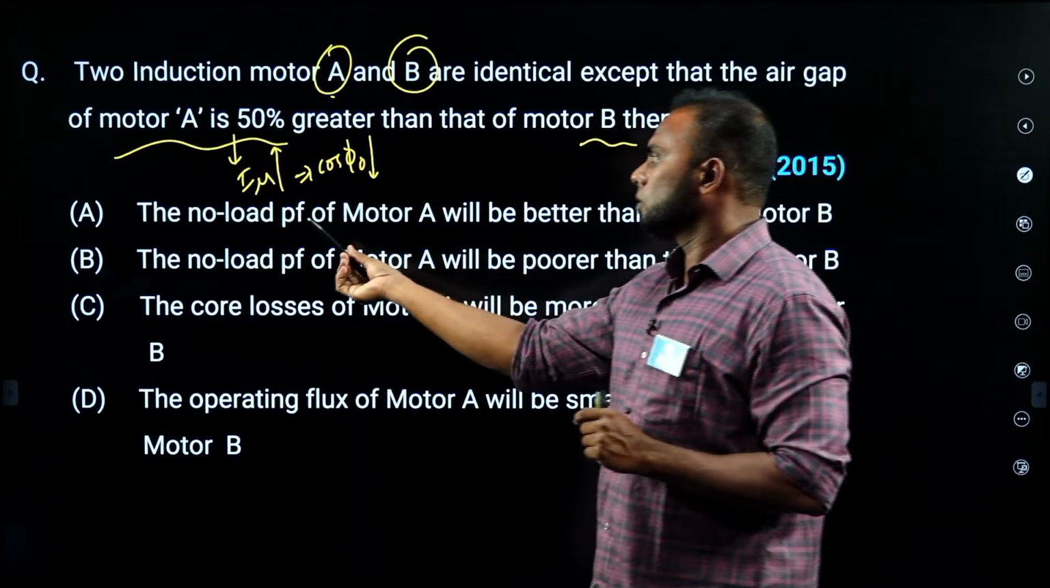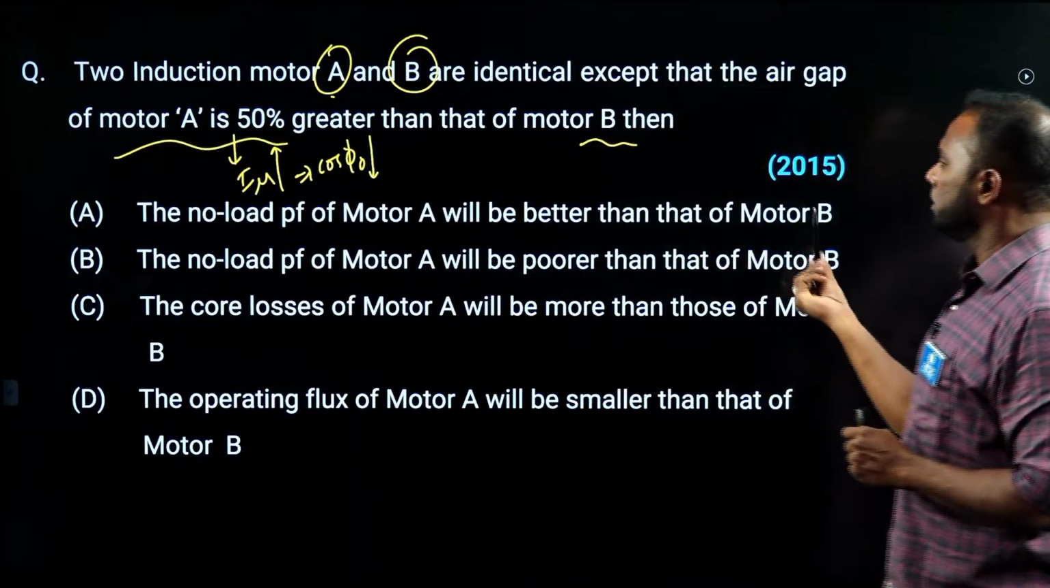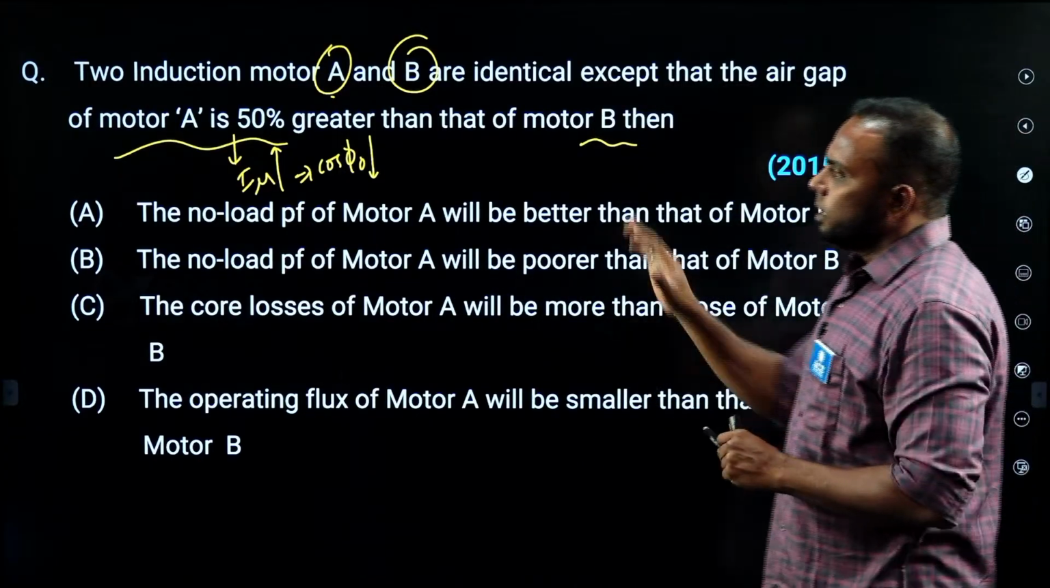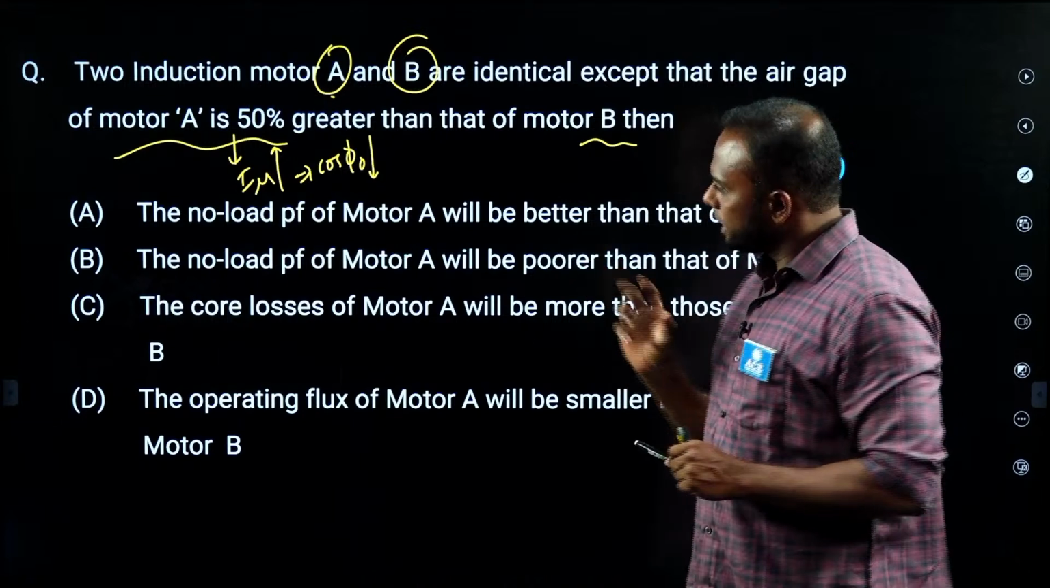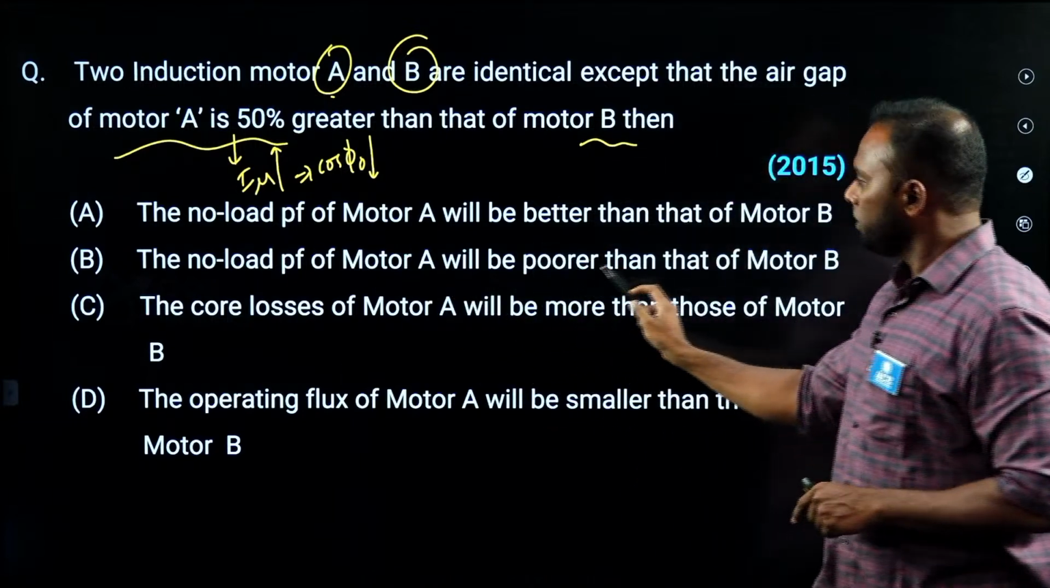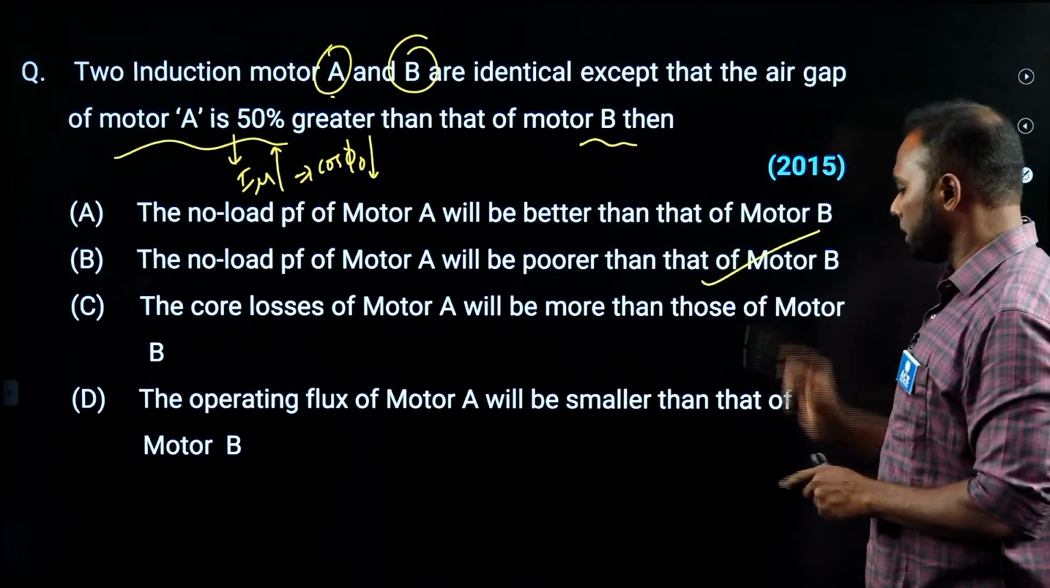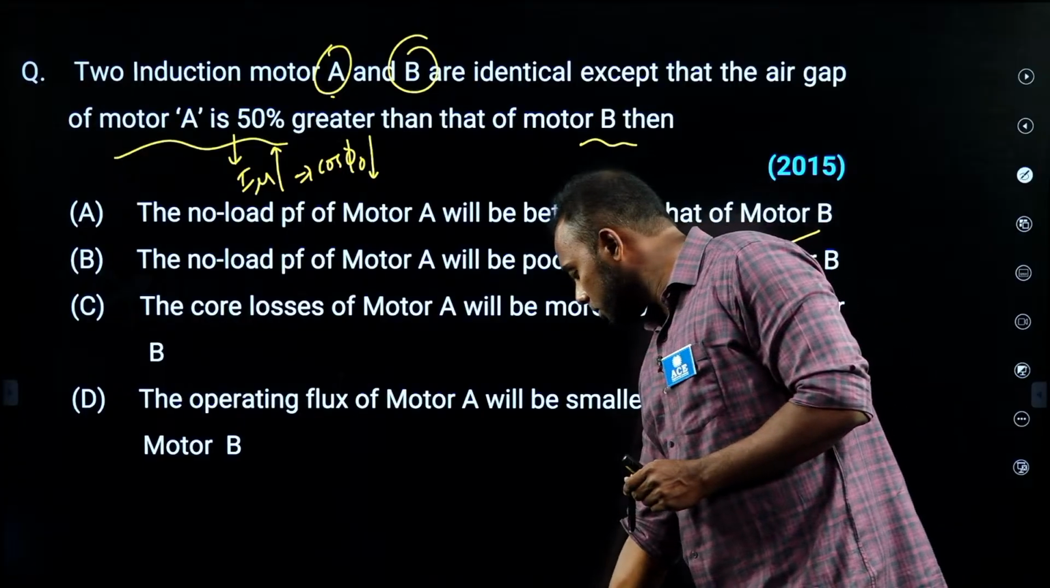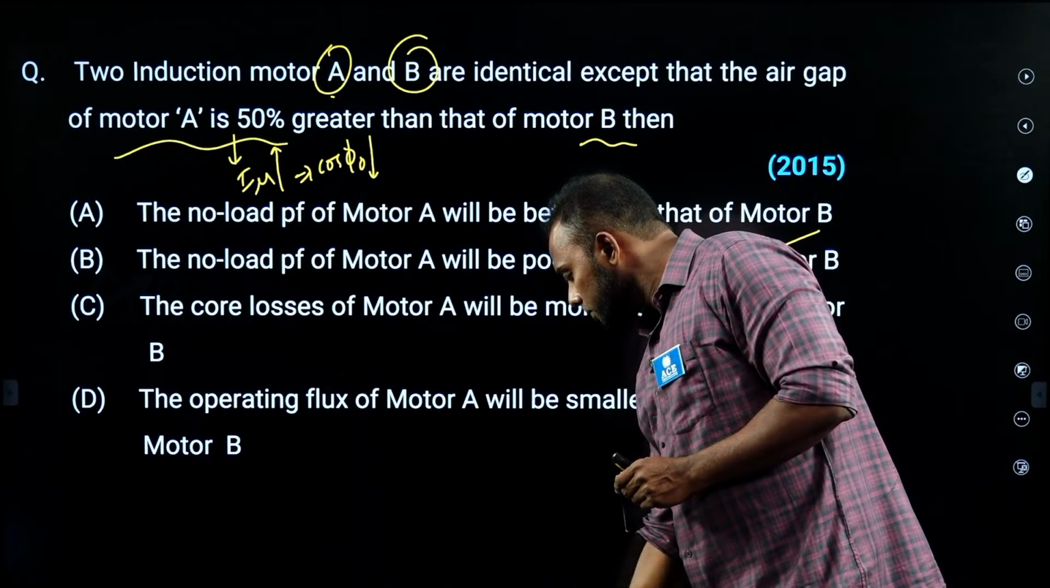So if you see the options, no load power factor of A will be poorer than that of motor B. So what is the answer? No load power factor of A is less than that of B. Option B is the correct answer for this. Okay.